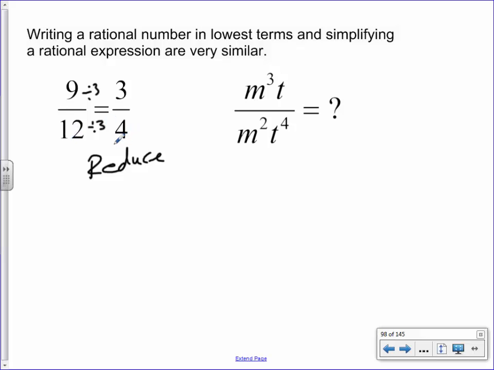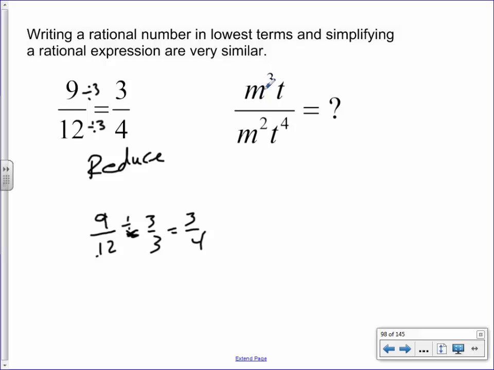Does that make sense? The reason why that's allowed, by the way, is that you know how you can multiply by 3 over 3? Well, that's like multiplying by 1. You can also divide by 3 over 3, because that's still dividing by 1. So again, 9 divided by 3 is 3, 12 divided by 3 is 4. Does that make sense? Okay. That's with numbers. Now we're going to throw letters in. Yay!